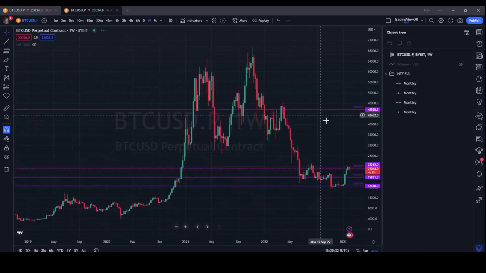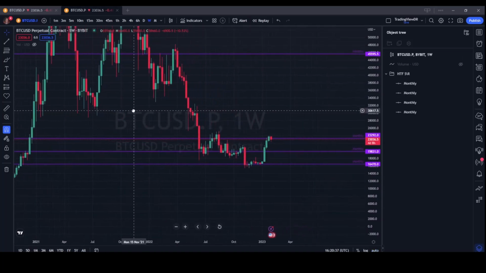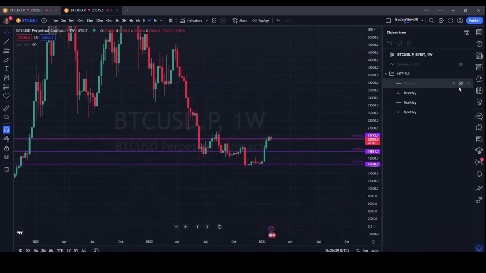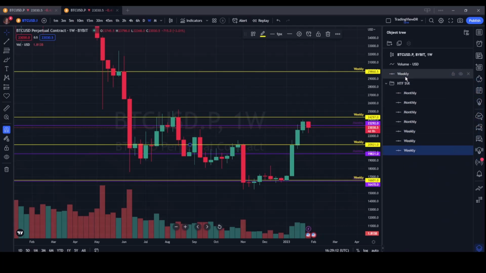Let's just get rid of this volume and let's enlarge this so we can easily do the weeklies. I'm going to hide the monthlies while I do the weeklies. Okay, here you can see in yellow that I've put the weeklies above and below price. So I'm going to move those into that same folder that the monthly was in. And you can see that I've renamed them weekly. So there's my monthlies, there's my weeklies.